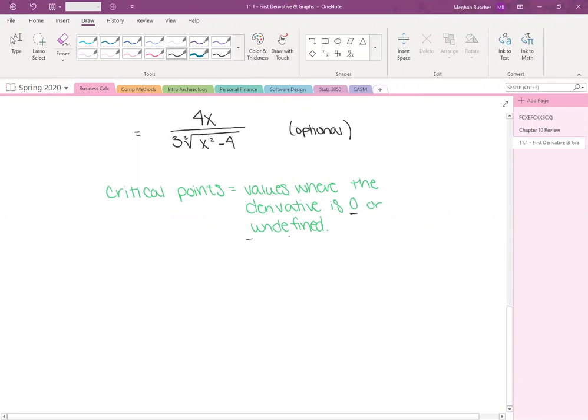So what do you guys want to look at first? Where it's 0 or where it's undefined? Let's just start with 0. Okay, so we have 4x over 3 cube root x squared minus 4 equals 0. But what do we know about functions that have a numerator and denominator when we set them equal to 0? What can we do?